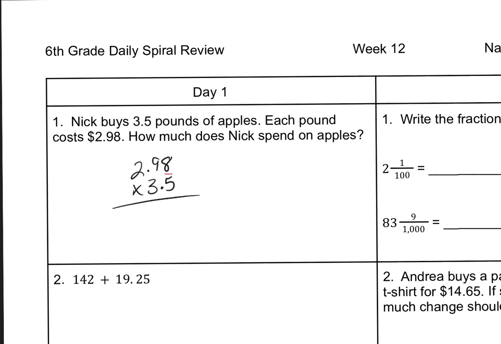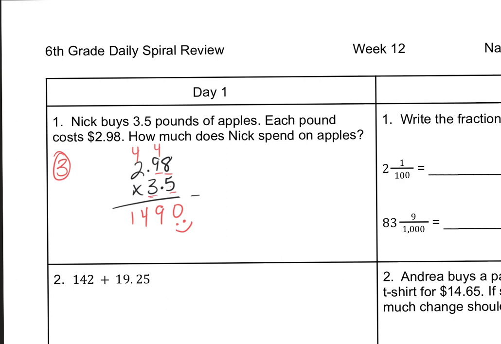If you've forgotten, first step, how many digits are after my decimals? There are 3. So now I'm just going to multiply. 5 times 8 is 40, carry my 4. 5 times 9 is 45. 45 and 4 is 49, carry my 4. 5 times 2 is 10, plus 4 more is 14. Smiley face placeholder, and most of you are still forgetting that, and that's why you're missing them.